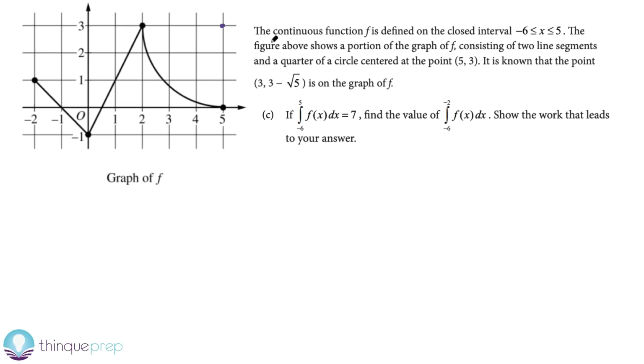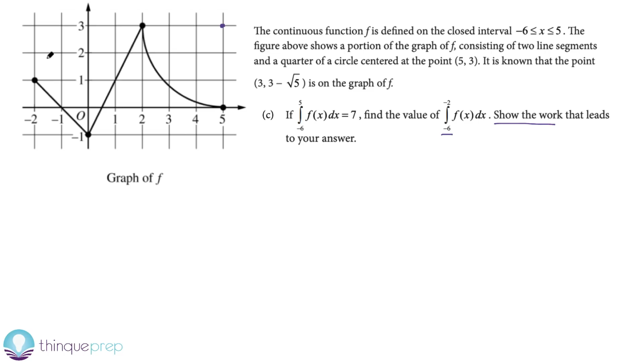So in this question, we're given a continuous function that's defined on the interval -6 to 5. And it says the figure above shows a portion of the graph that consists of two line segments and a quarter circle centered at the point 5, 3. And they give us this other point on the graph. And then we're told that if the integral from -6 to 5 of f of x dx is equal to 7, find the area from -6 to -2 of the graph, and show the work that leads to your answer. Notice that they only give us the graph from -2 to 5, and they want us to find the area of the piece off the graph.